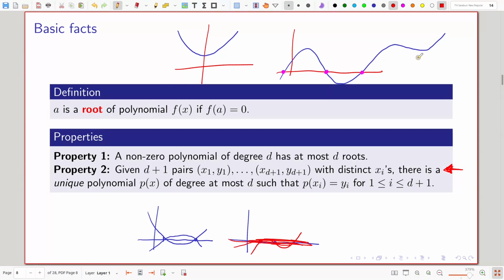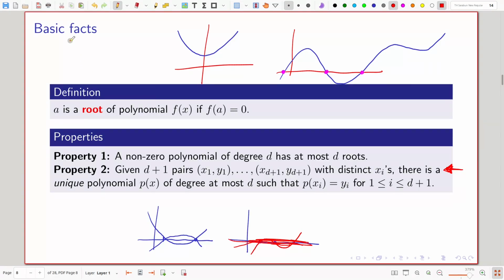Okay, these two properties. The first property says that a non-zero polynomial of degree d has at most d roots. This property we'll use to prove property 2. Property 2 says if you have d plus 1 pairs, then there is exactly one polynomial of degree d that passes through all these points.